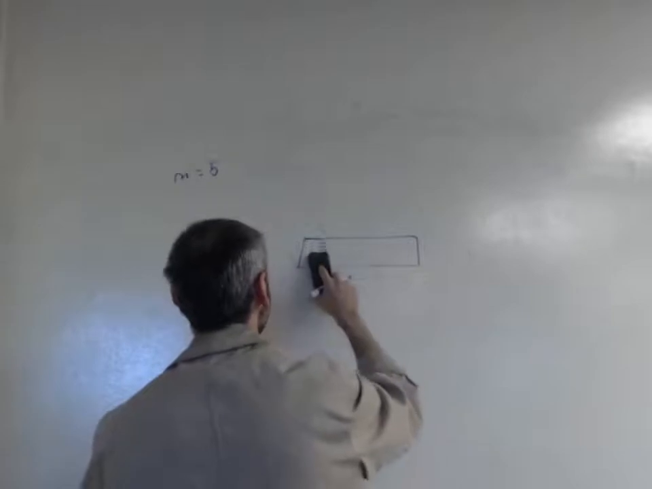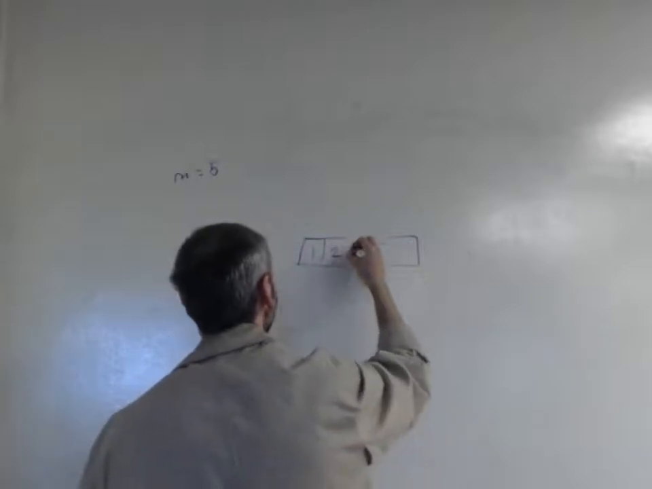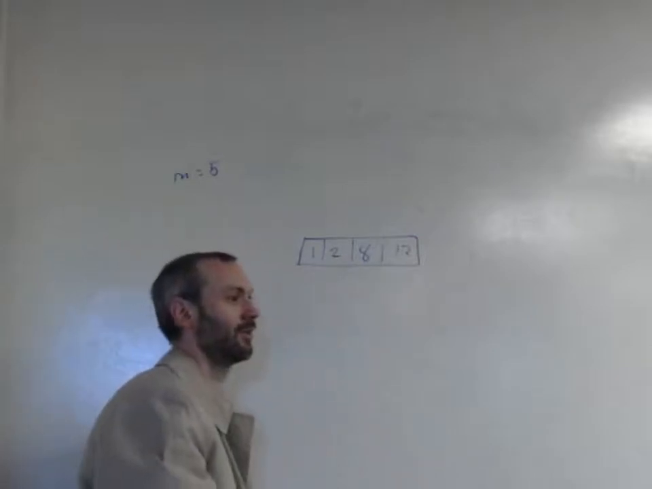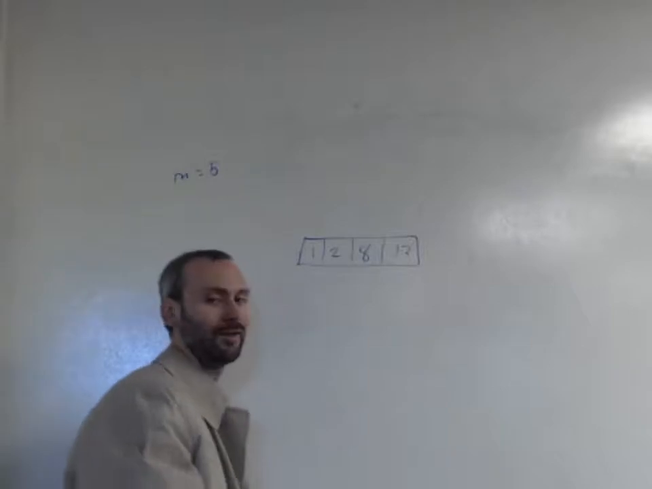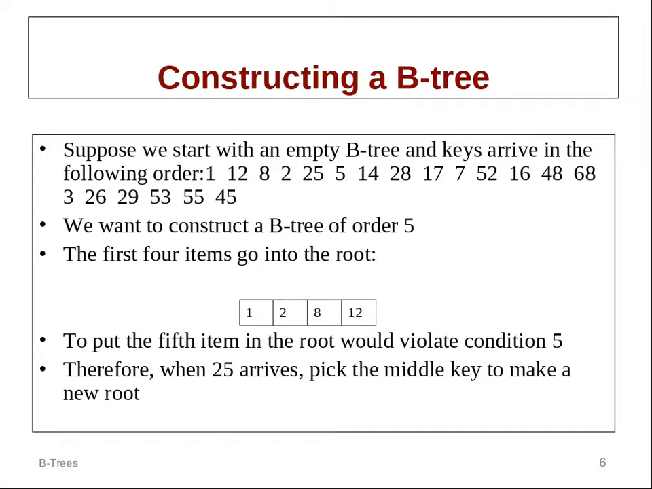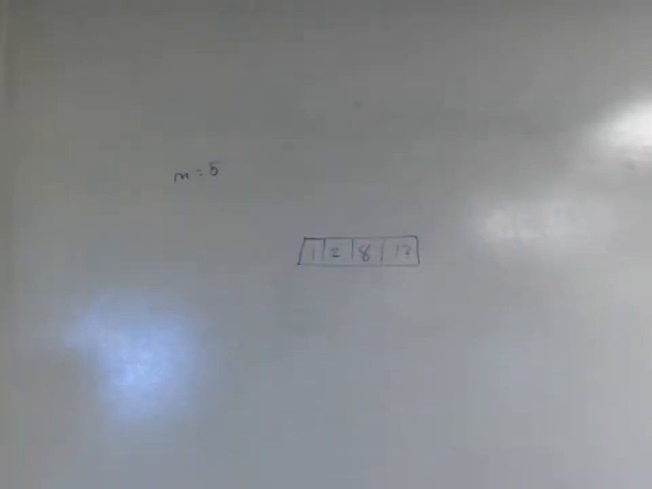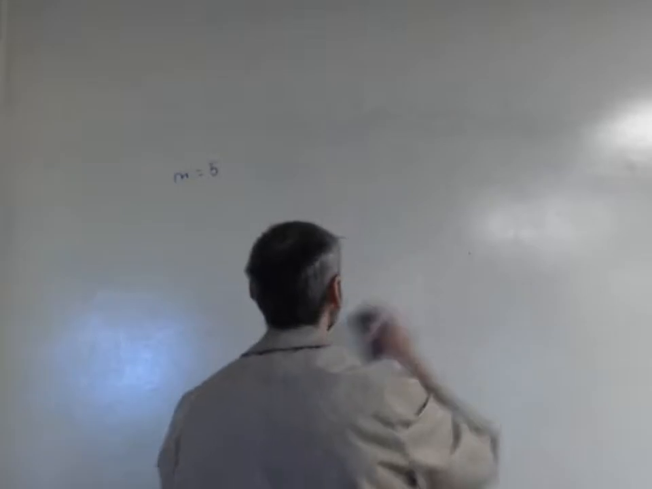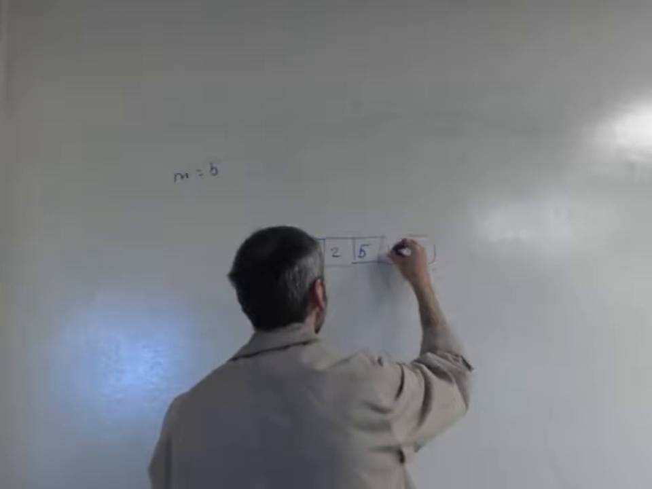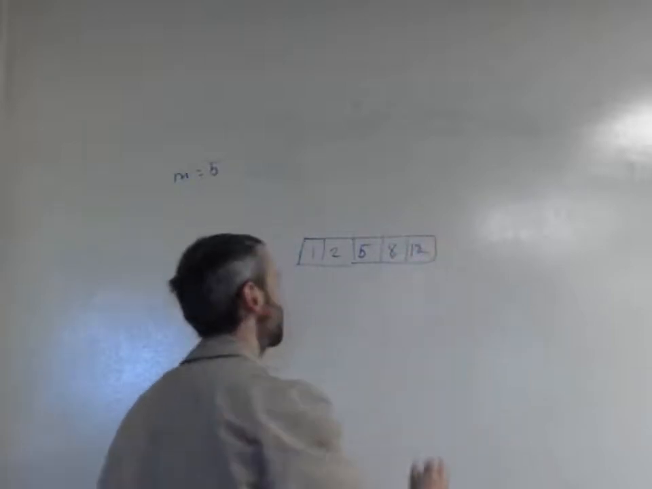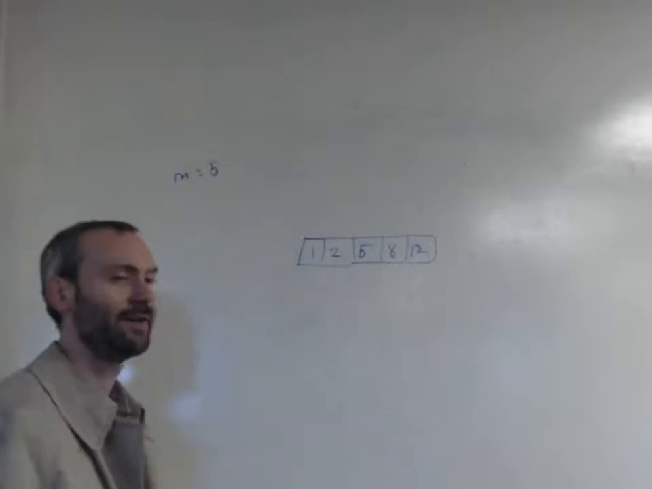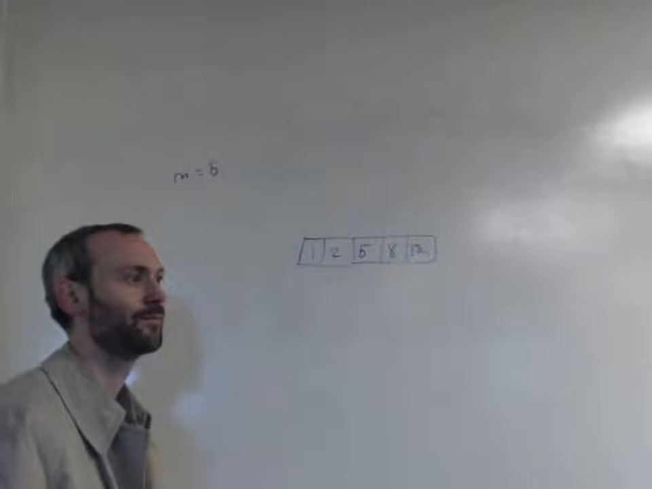We have 1, 2, 8, and 12, and we want to add 5. Where would 5 go? Between 2 and 8. Wait, are we adding 5? I thought so, yeah, that was our size. So if we put a 5 here, it becomes this. But that violates condition 5, which is that your leaf nodes, which is what this is, can only have up to m-1 keys. So what do we need to do?